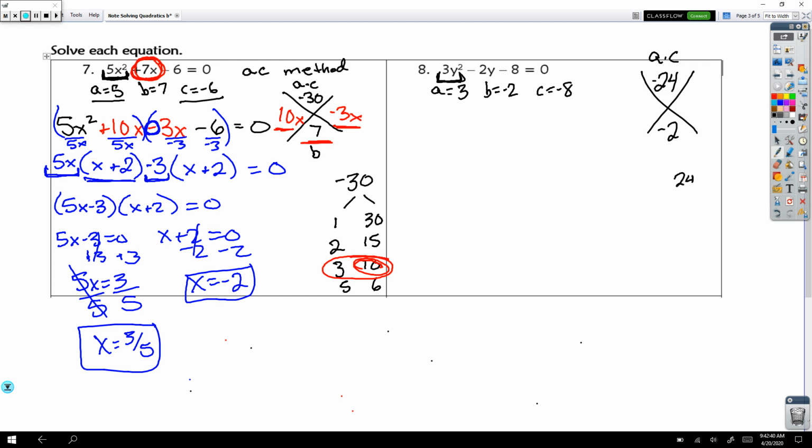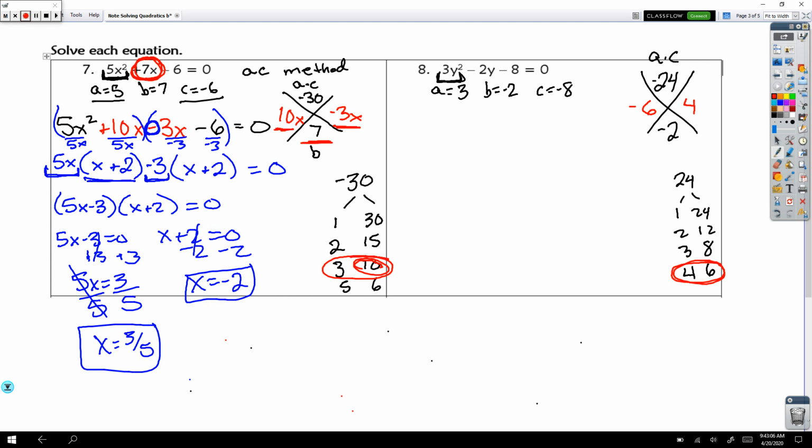So factors of 24: 1 and 24, 2 and 12, 3 and 8, 4 and 6. So to get negative 2, I'm going to have to use 6 and 4. It would have to be negative 6 and positive 4, right? Negative 6 times 4 gives me negative 24. Negative 6 plus 4 gives me negative 2.